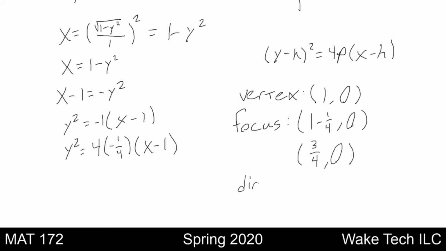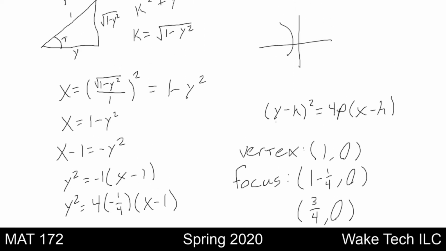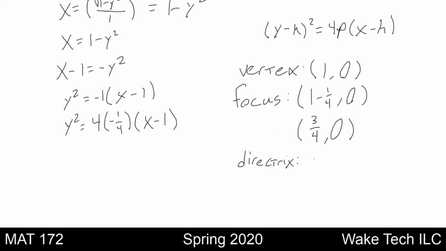Finally, the directrix can be found in the opposite direction from the vertex as the focus. So the focus went to the left, we'll just go to the right. And the directrix is a line. Notice that since this is vertical, it's going to be x equals. And we take the x value, 1, and we add 1/4 instead of subtracting. So 1 plus 1/4, which is just the same thing as 5/4. So x is equal to 5/4.